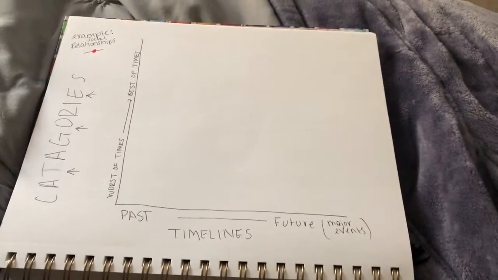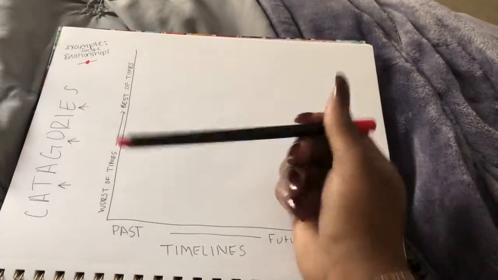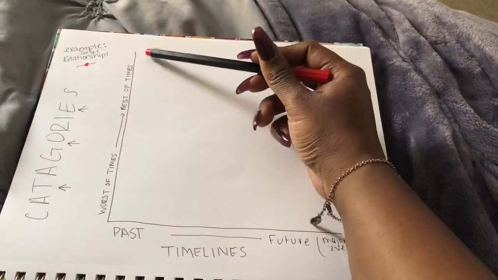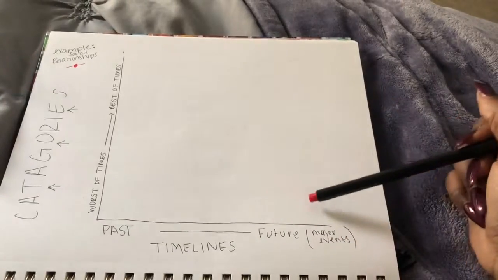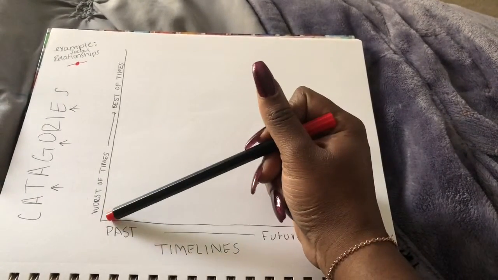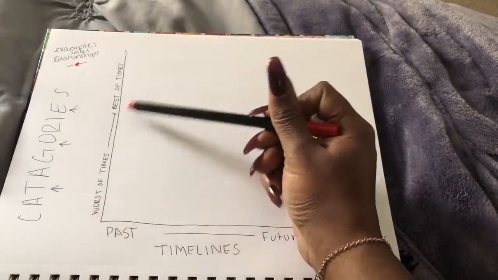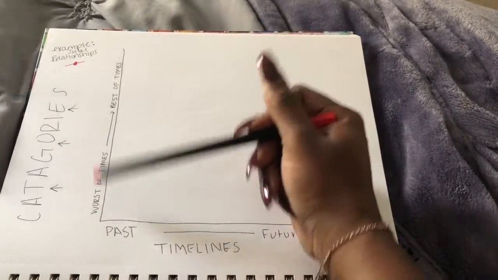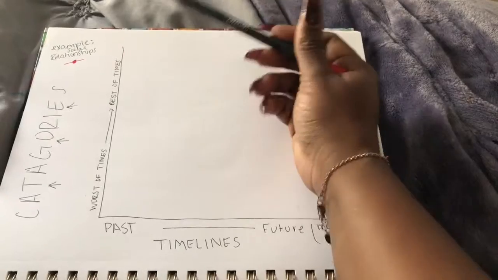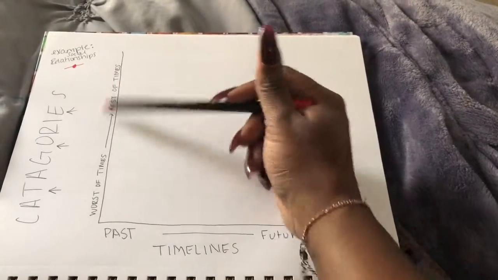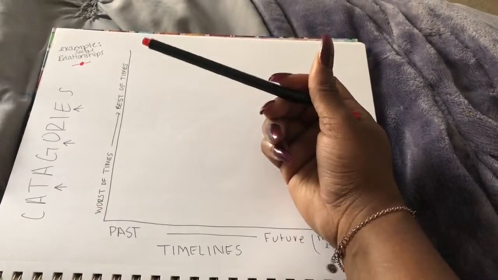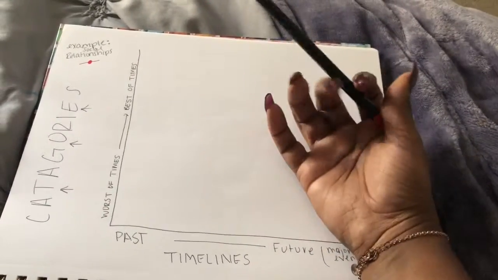All right, so here we go. First let's start off here. You're going to draw a half a square like that, and then on this side you're going to do worst of times to the best of times. You can do 1 to 10, you can do 1 to 100, and anything in between, whatever you feel most comfortable with. For me, 1 to 10 was just fine. If you need a guide, 1 to 10 is great.